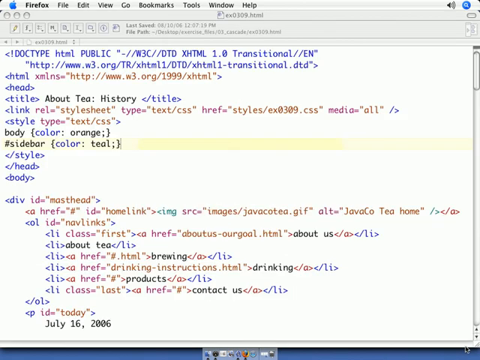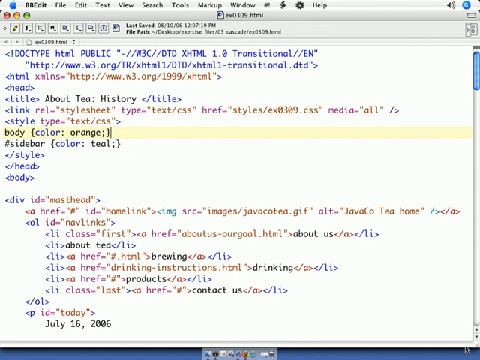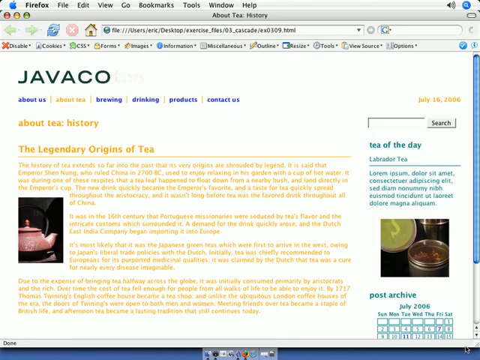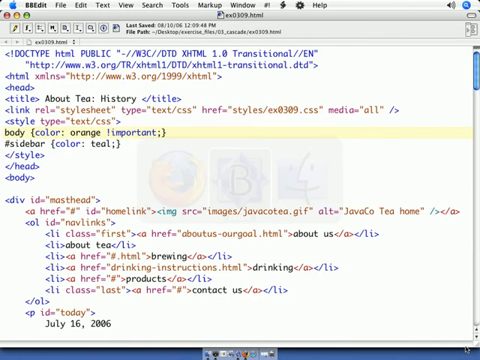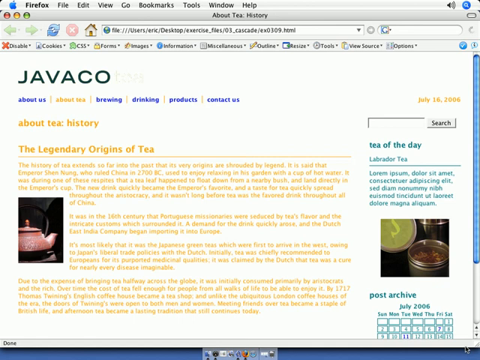The other thing about inherited values is not only do they lose their specificity, but they also lose their importance. I could say body color orange important, so that it's really important to me that the color orange be used here. That applies when the color orange is applied to the body element. The important takes hold. But if we hit reload here, you see there's no change, because as the orange value is inherited, the specificity is lost and the importance is lost. As you can see here, the links stay blue, the sidebar stays teal. That's what happens when it comes to inheritance.